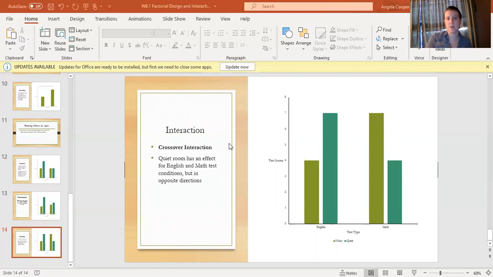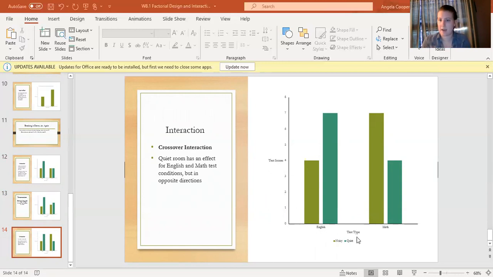So we'll see here what's known as a crossover interaction. These are just some different examples of interactions. I'm not going to necessarily test you on each of these different types of interactions. I'm just giving you some visual and some idea of what they could be and what they look like.